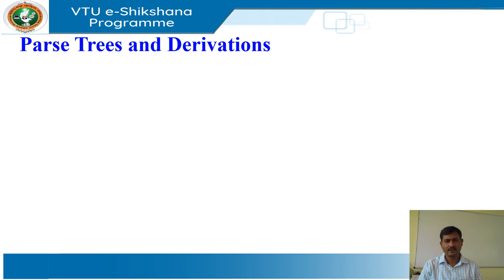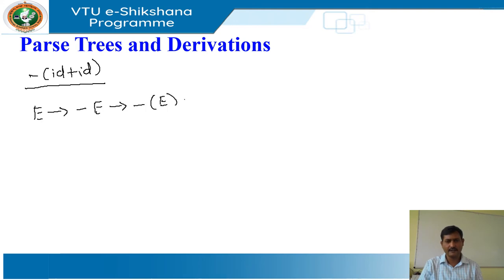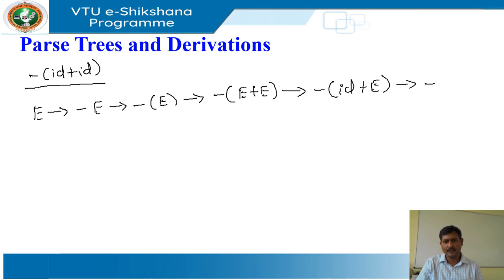For example, to construct the parse tree for the string minus (id plus id), we must use the derivation of this string. So now we write the derivation for the string: E derives minus E, derives minus (E), derives minus (E plus E), derives minus (id plus E), derives minus (id plus id). The tree is constructed based on the derivation.